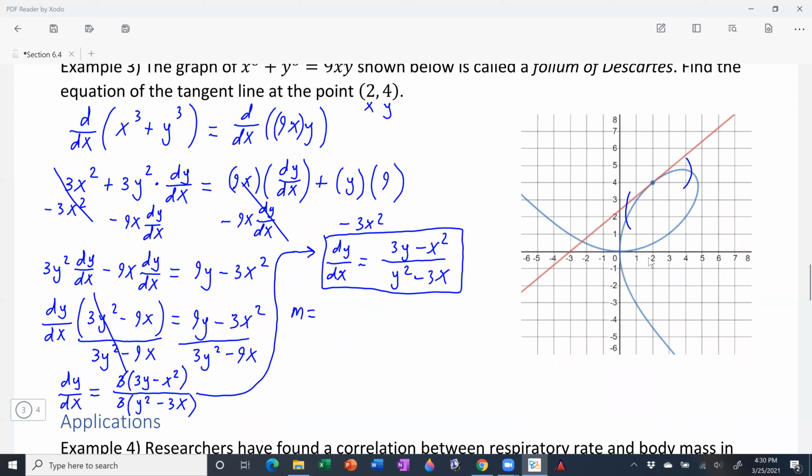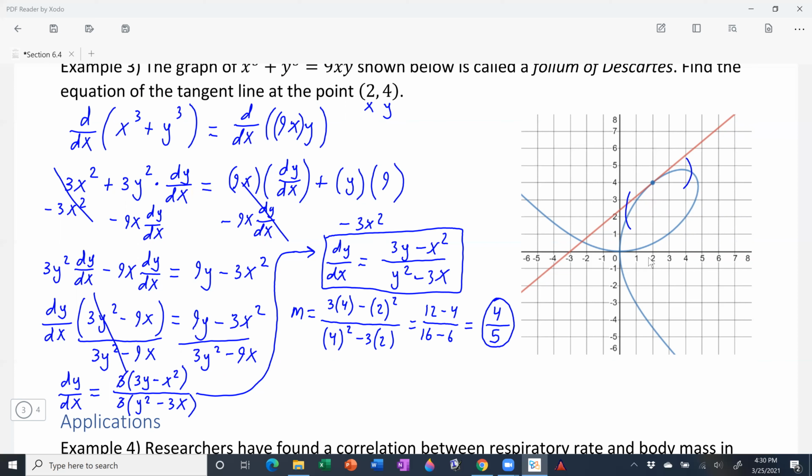So let's plug in 3 times y, which is now 3 times 4, minus x squared, over y squared minus 3 times x. Let's see, what do we get? 12 minus 4 over 16 minus 6. And so it looks like we're going to get 8 over 10, which is 4/5. There's the slope.